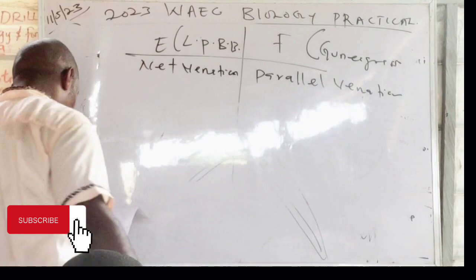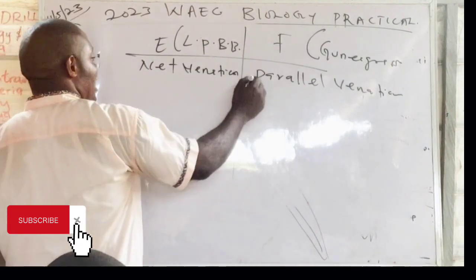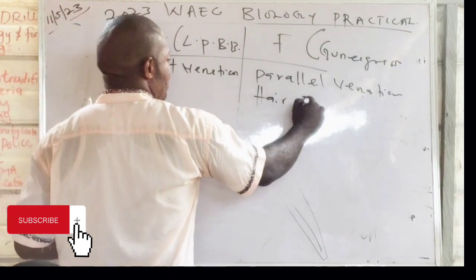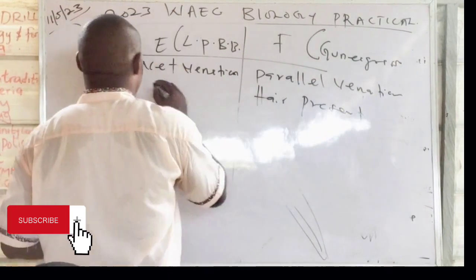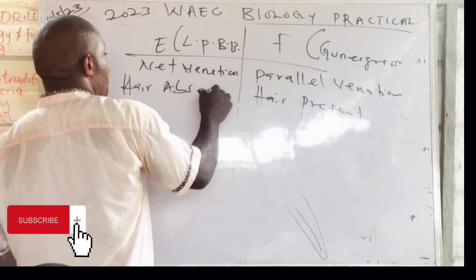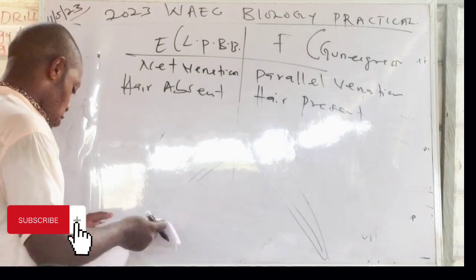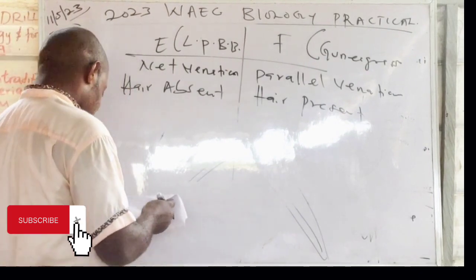So let us look at number four. Now, if you look at this, you see that there is air present in their body. Why this one, air absent. With the guinea grass, if you touch their body, there's something like an airy structure.